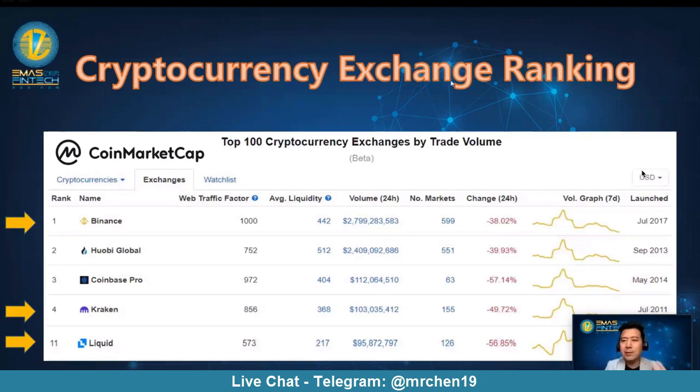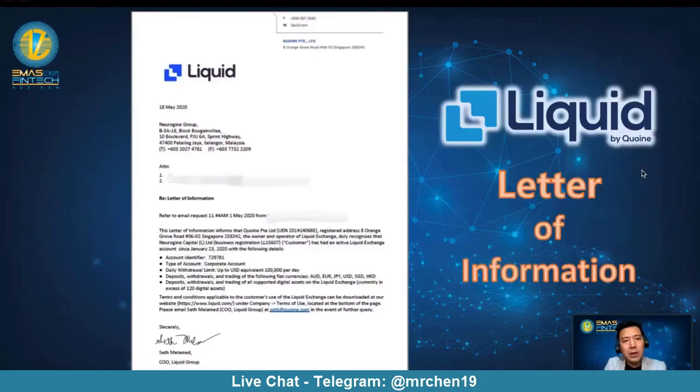But we are not just claiming that we are connected to them. As you can see, we got the letter of information from Liquid. During that time, I still hadn't established Emas Fintech. Then you can see it here, Neurogene. This letter proves that our engine is linked to them. We are actually trading with them.